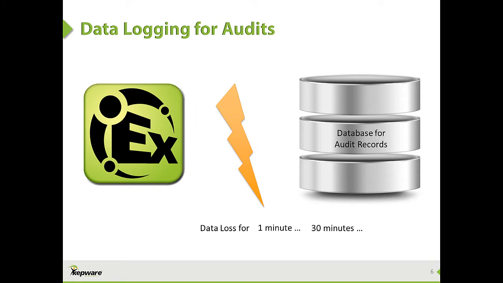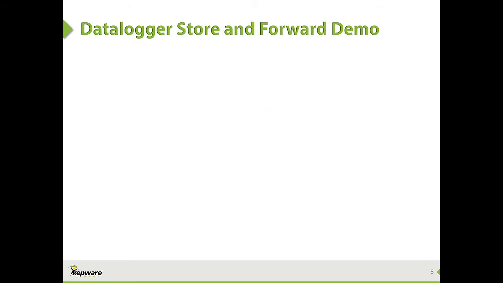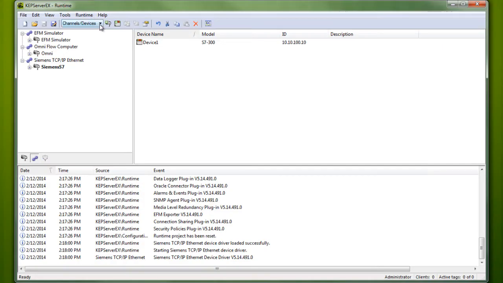If it's just for a couple minutes or maybe into the hour range, store and forward helps you in that situation in that we will buffer that data locally on the server while the connection is lost. And then once that connection is restored, we send it to the database along with any new data that's coming through. Okay, so we're going to get into the DataLogger plugin here.